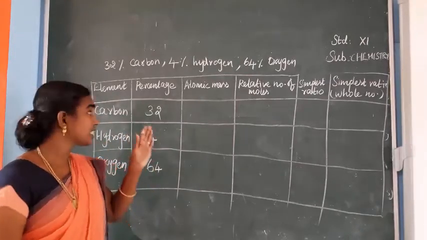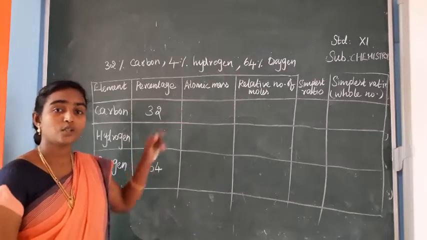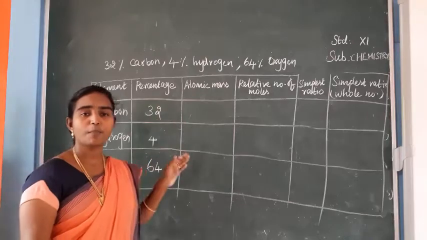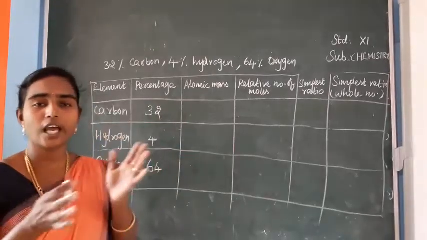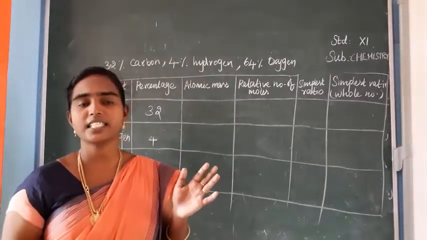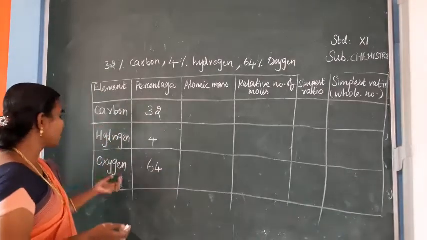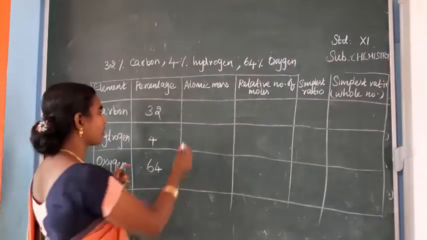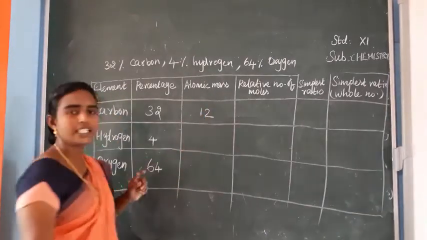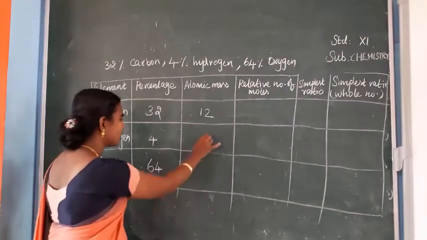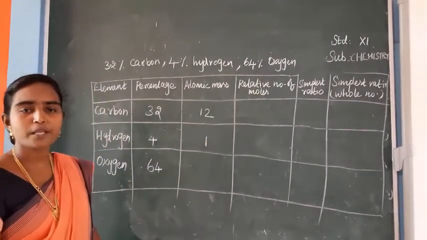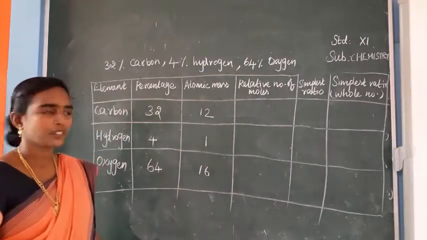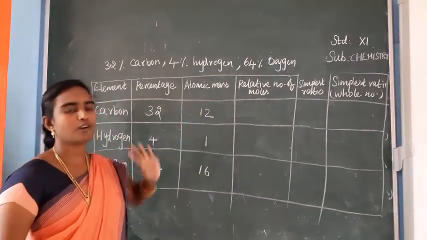So this also we have entered from the problem. Next step, that is atomic mass. We are familiar with atomic mass values, isn't it? Carbon, its atomic mass is 12. Hydrogen, its atomic mass is 1. Oxygen, its atomic mass is 16. Is it clear? Next, relative number of moles.